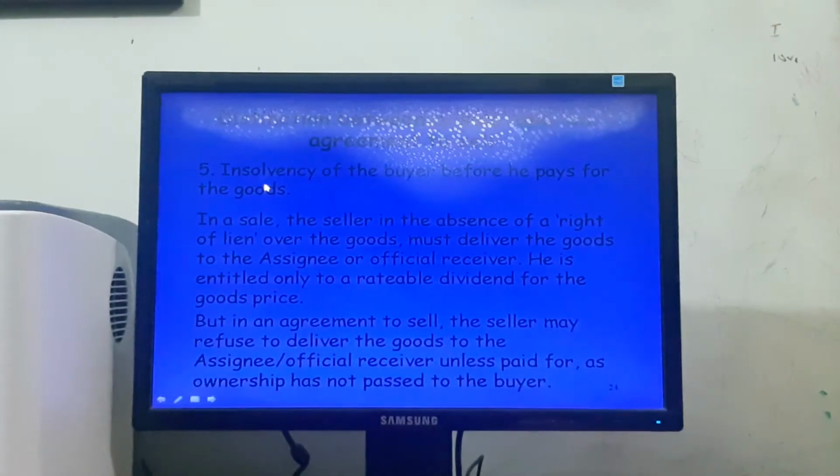Right of resale. In case of sale, goods are in possession of buyer. So here seller cannot resell the goods. But in case of agreement to sell, goods are in the possession of seller. Therefore, seller can transfer the property in goods to another buyer. In this case, only the old buyer can go for legal action for damage against the seller.